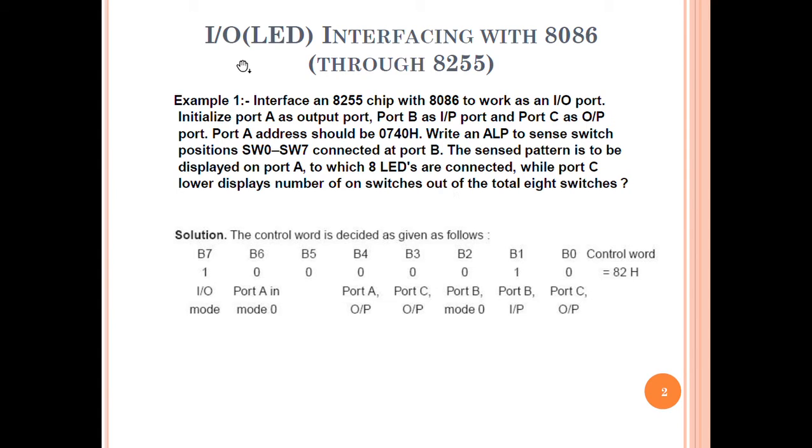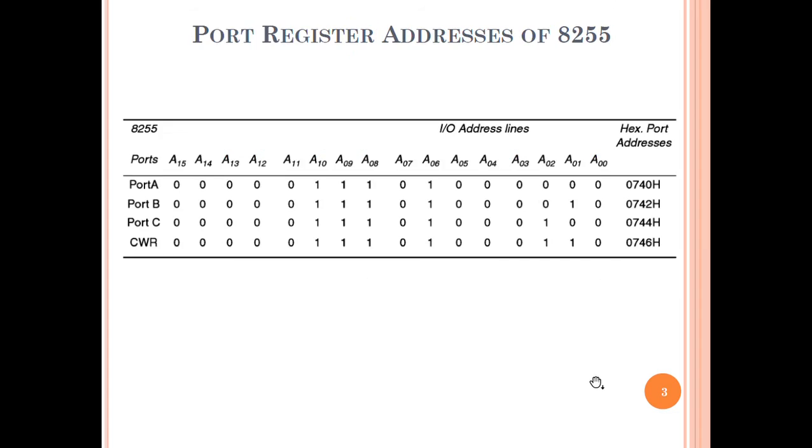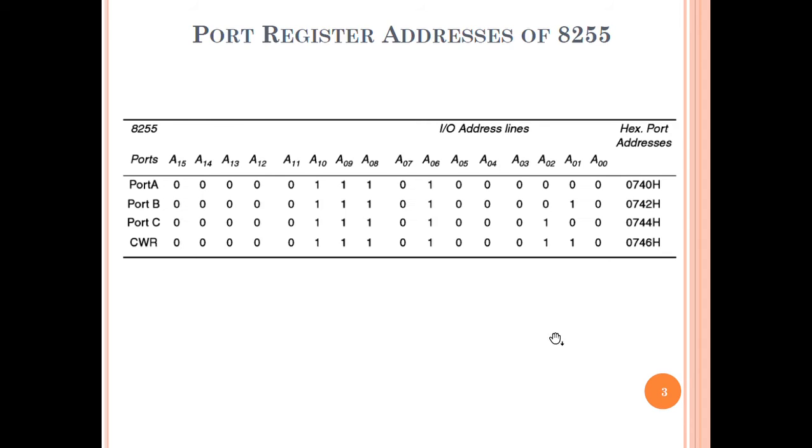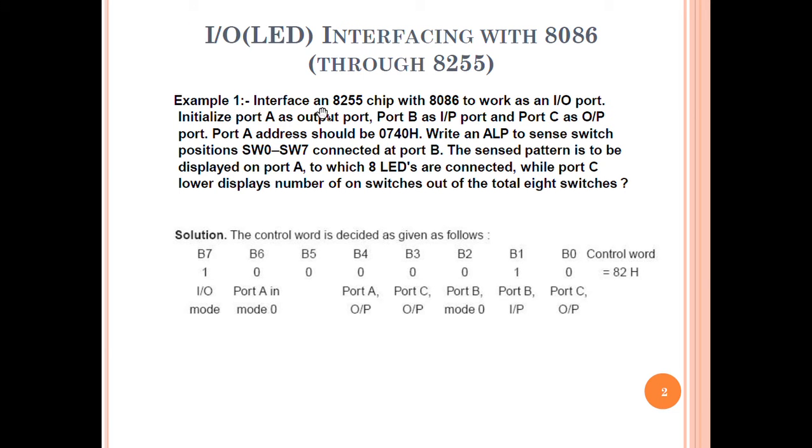This video is about interfacing 8086 with 8255 through 8255 to LEDs. In this diagram, we have the 8086 system here on the left-hand side, and then this is 8255, and these are the LEDs. These are the switches. The question is asking: interface an 8255 chip with 8086 to work as an IO port.